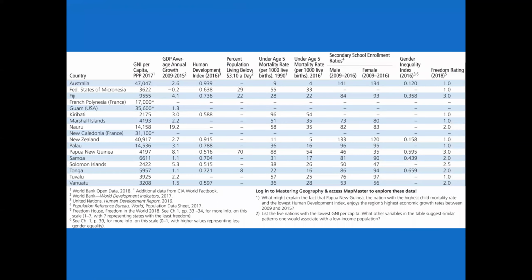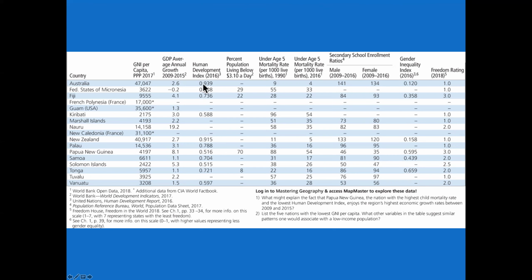And then finally, economic systems. Oh, sorry, let me go back to here. This is the idea of gender equality. So the lower the number, the more gender equal the place is. Look, Australia and New Zealand have really low numbers, and yet other places, some of the island nations, are much larger.